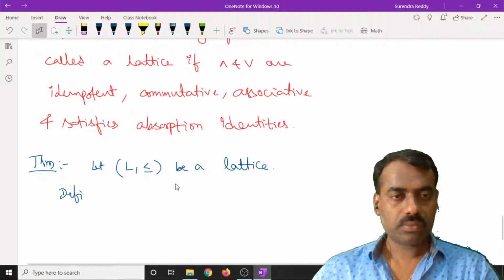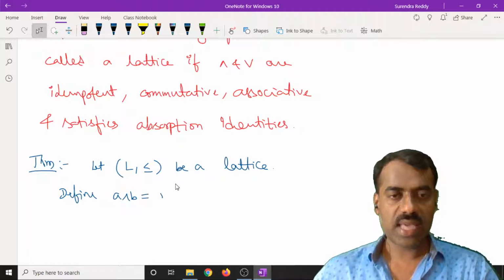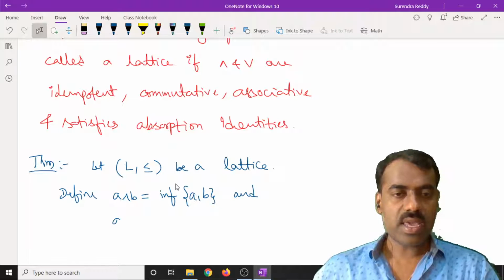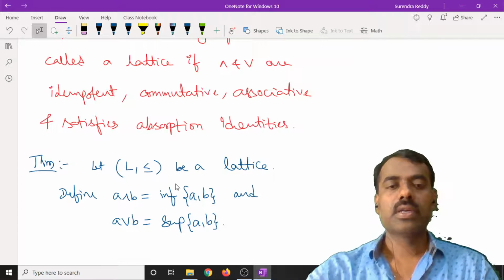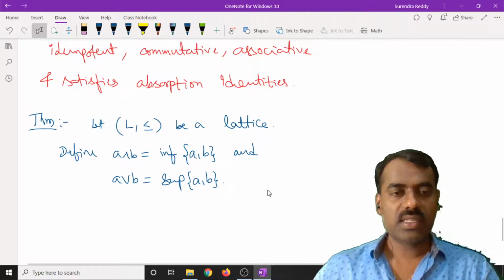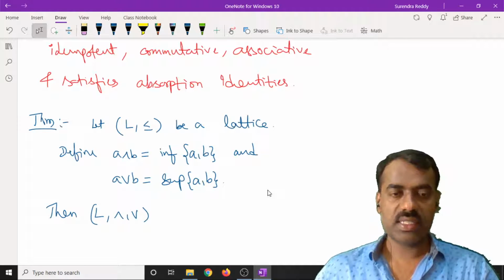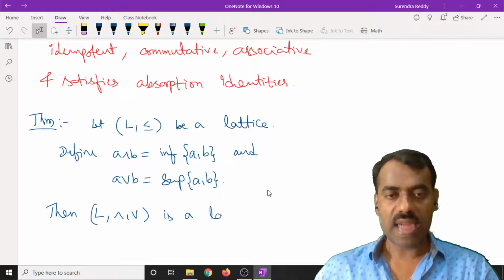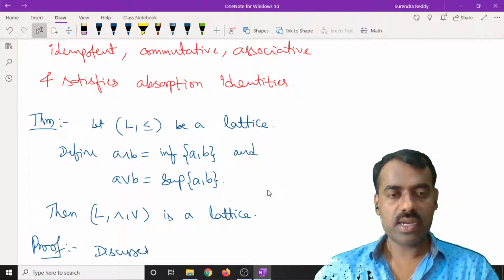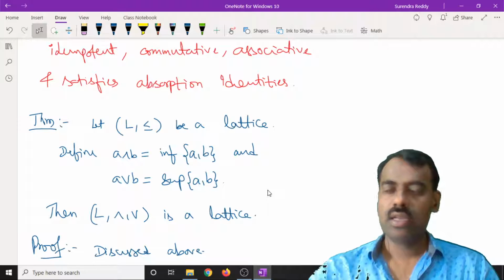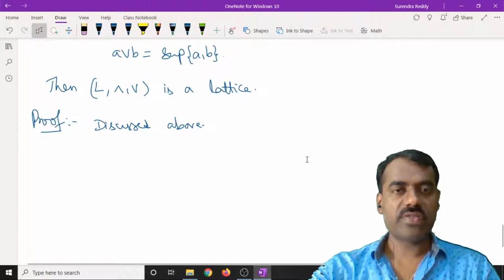Define A meet B as infimum of A comma B, and A join B as supremum of A comma B. So with respect to these two operations, this L together with these two is an algebra, a lattice. Okay, proof discussed above. So we have to write that as it is, right? Fine. So we have seen two definitions.